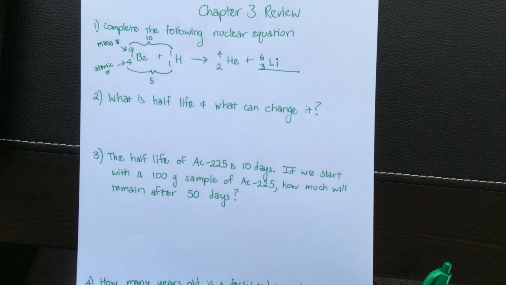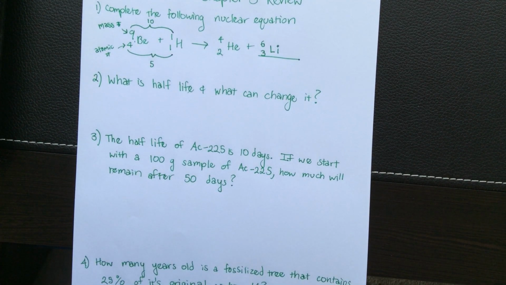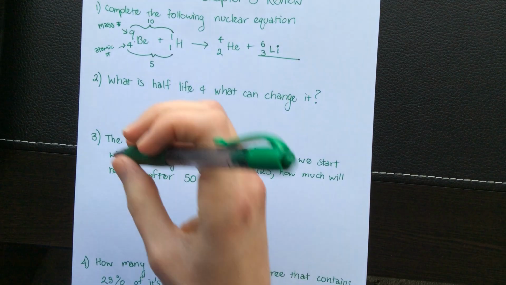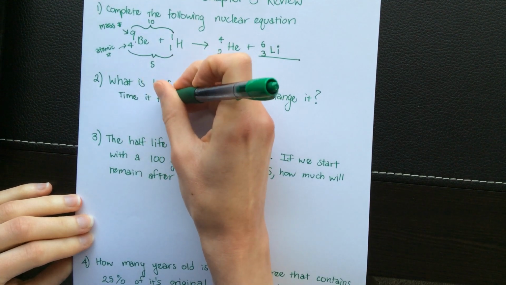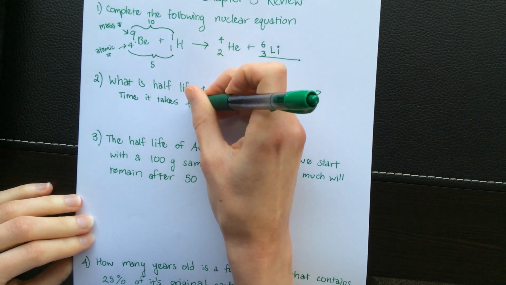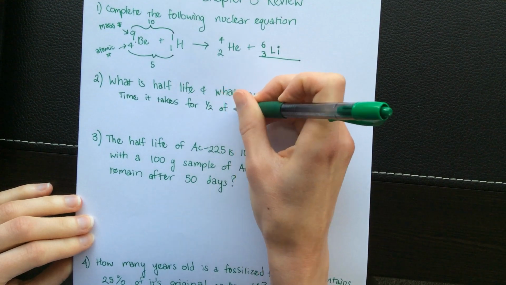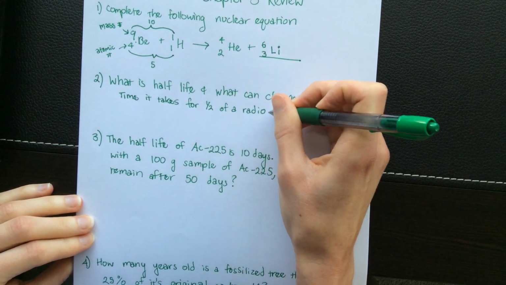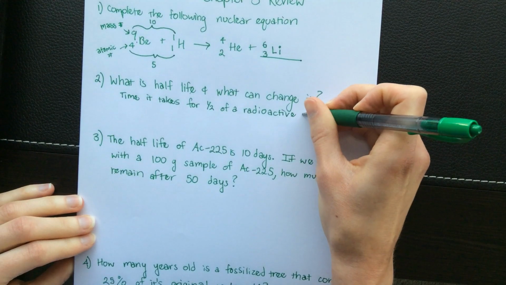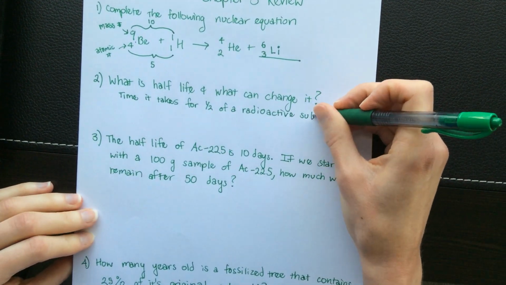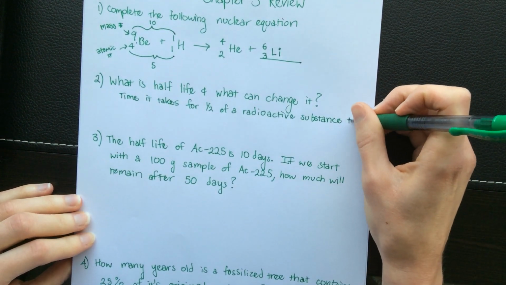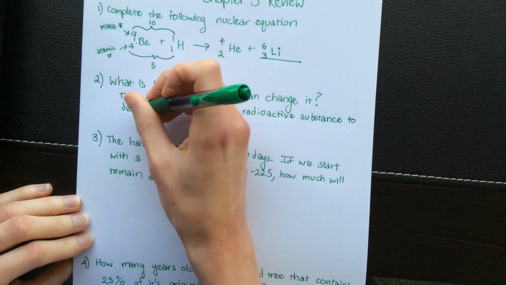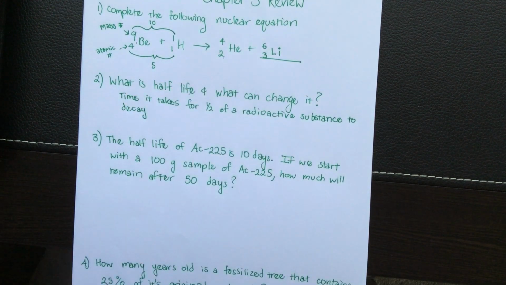Okay, let's talk about half-life now. So what is half-life and how can you change it? So the half-life is the time it takes for 1/2 of a radioactive substance to decay. So let's say I have 100 grams of something radioactive. After one half-life, 50 grams will still be radioactive and the other 50 grams will have turned into something else.